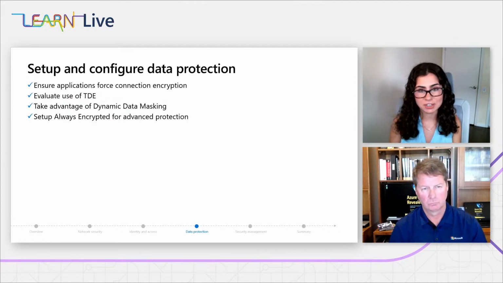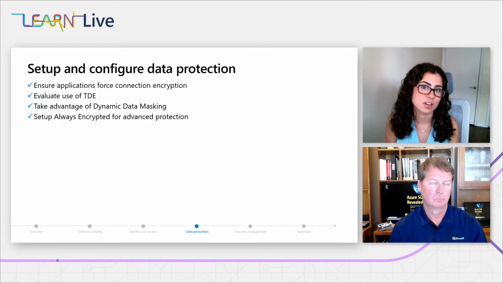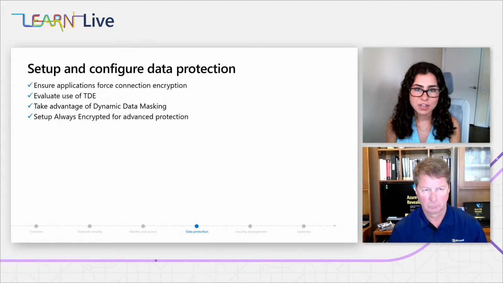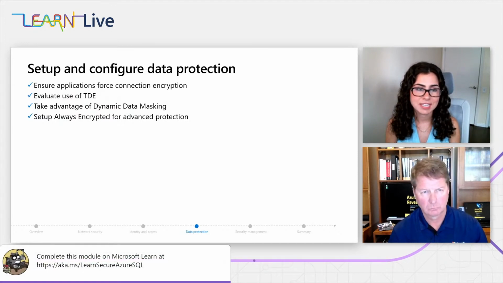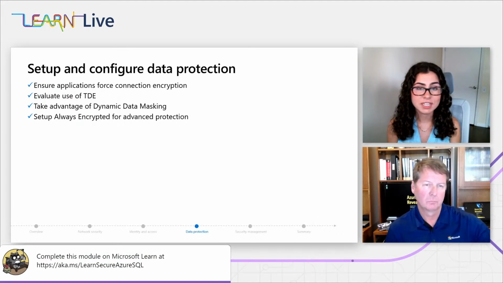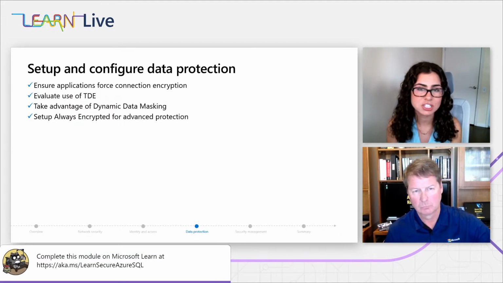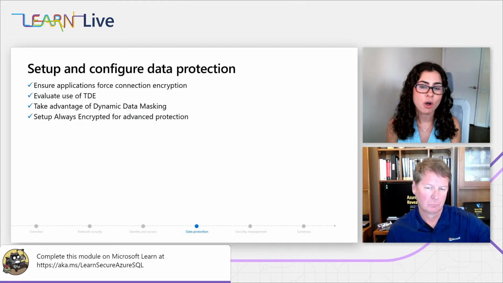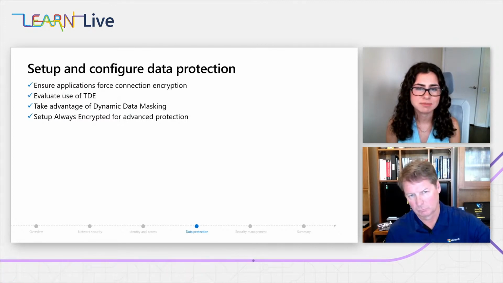So if you're migrating, you need to evaluate if you want to turn this on if it isn't on already. We talked about dynamic data masking and how to take advantage of it. And then really, if you want to go for advanced protection, you can do something like leverage always encrypted. Bob, do you have any other insights on this section and data protection?